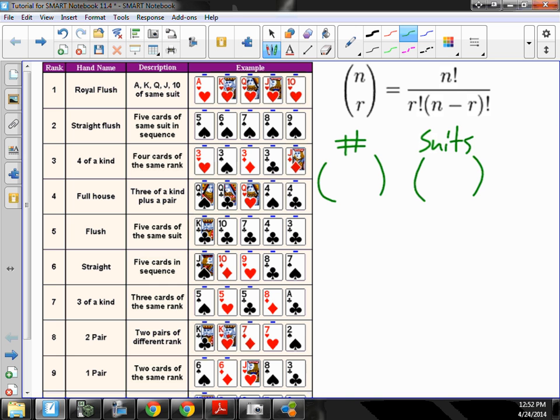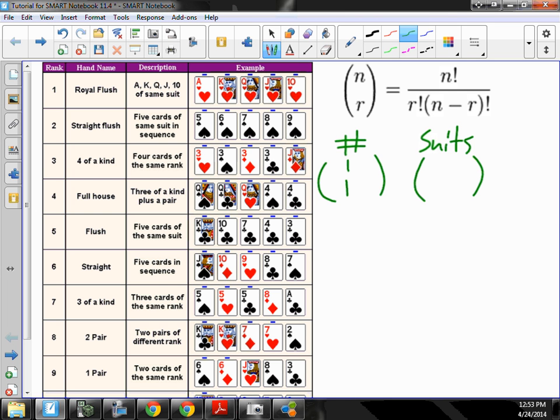So we have 5 cards in a royal flush. How many ways are there to pick the first card, which is the lowest card? The number, just the number, not the suit. How many options do I have for card 1? It's a 10. The first card has to be a 10. So that would be 1, choose 1, which is 1.